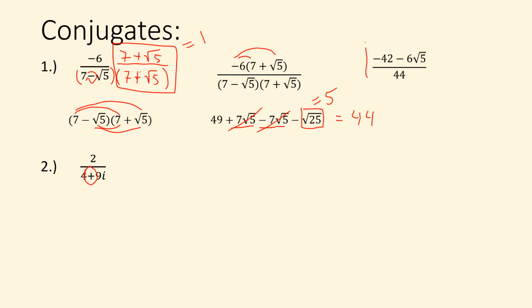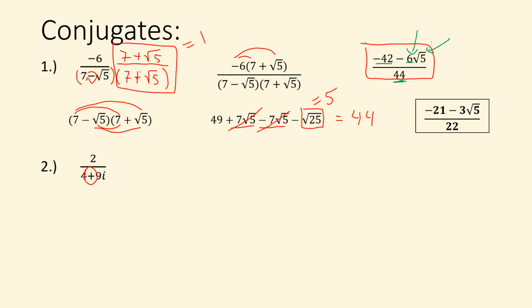If we look at all these numbers here, we can see that they're all divisible by 2. When I say they're all divisible by 2, I'm not counting this 5. I'm only looking at the coefficients. These are the numbers that can simplify. We don't need that 5 to be divisible by 2, because we only need this one outside the radical. So let's divide all those by 2 to get our answer: negative 21 minus 3 radical 5 over 22.